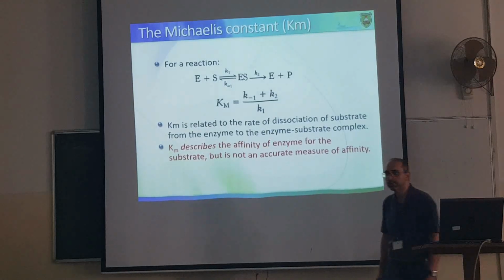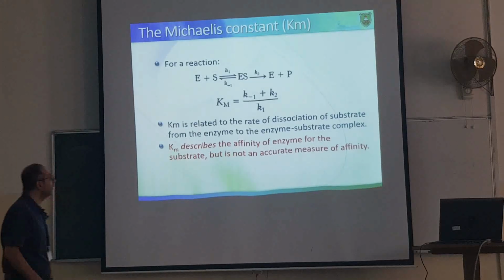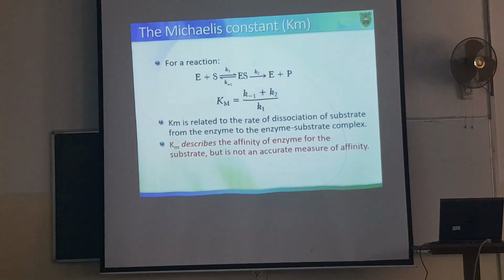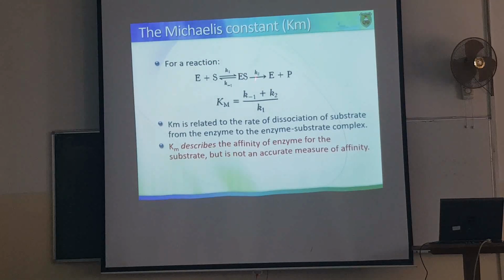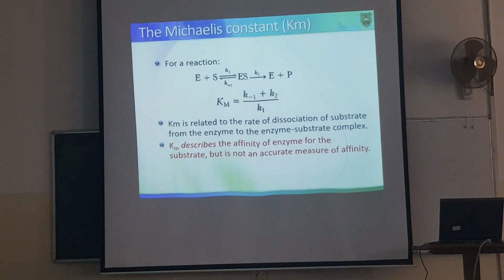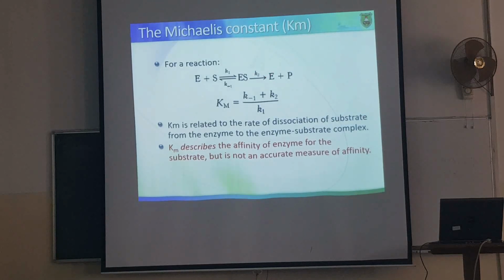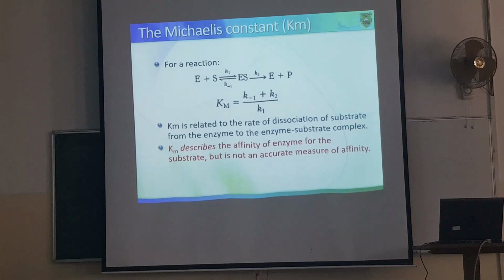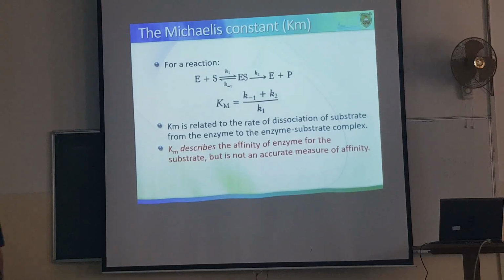هلا فاذا طلعنا على الكي ام حكينا انه الكي ام بتساوي the probability or the constant of having free enzyme free substrate او the probability ان انا عندي هذا على the constant of formation of ES. ماشي. بس in reality the Km is not an accurate measure of affinity.